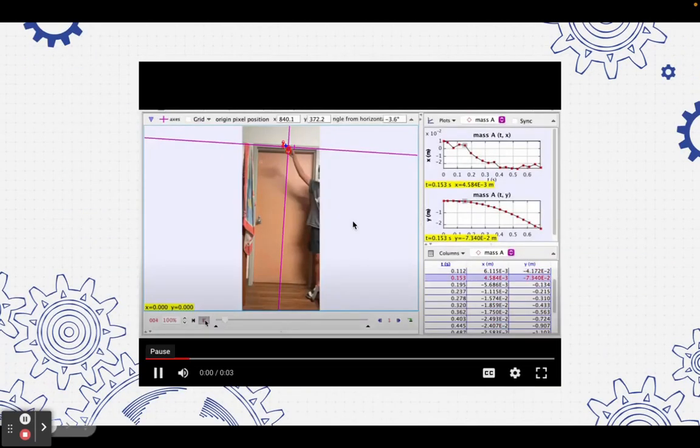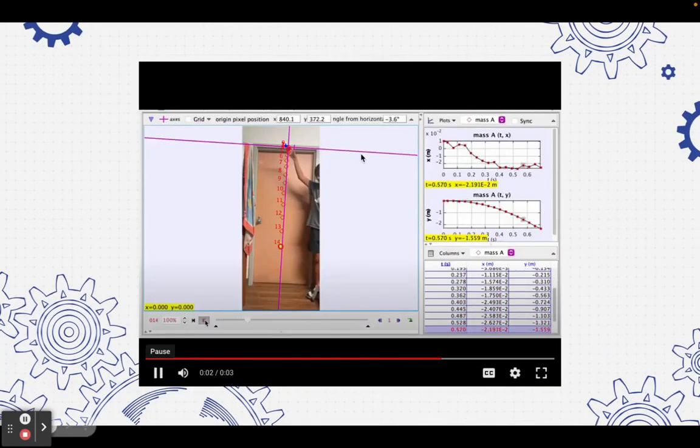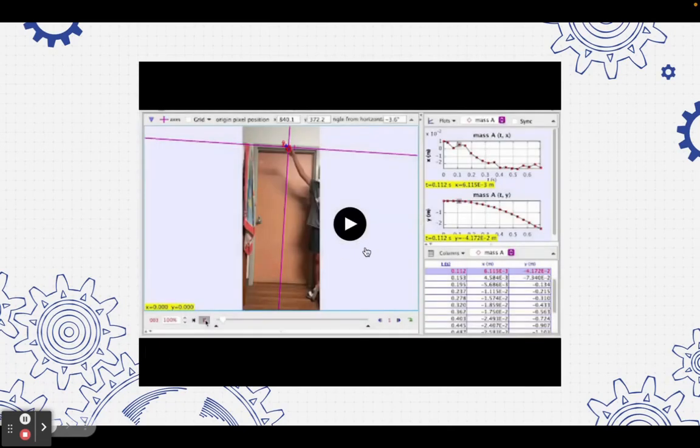So here we just have a video of the tracker software. The coordinate axes are tilted to correct the tilt of the video, and the origin is set at where the ball is dropped. And we can see that there's a negative acceleration in this position graph.